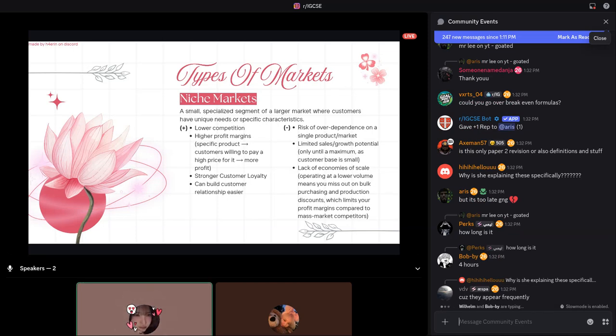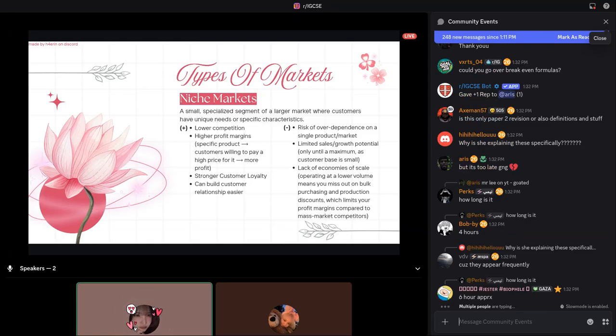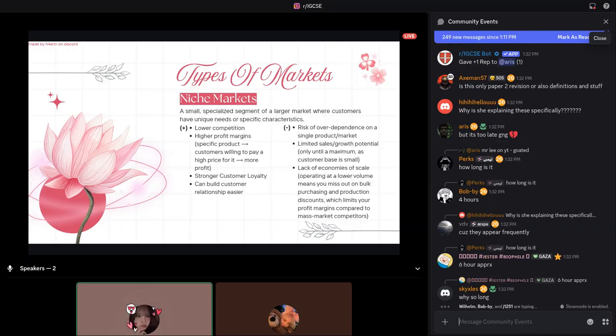Furthermore, limited sales or growth potential because it's only until a maximum as the customer base is small, and lacks economies of scale. Because operating at a lower volume means you miss out on bulk purchasing and production discounts, which limits your profit margins compared to mass market competitors.